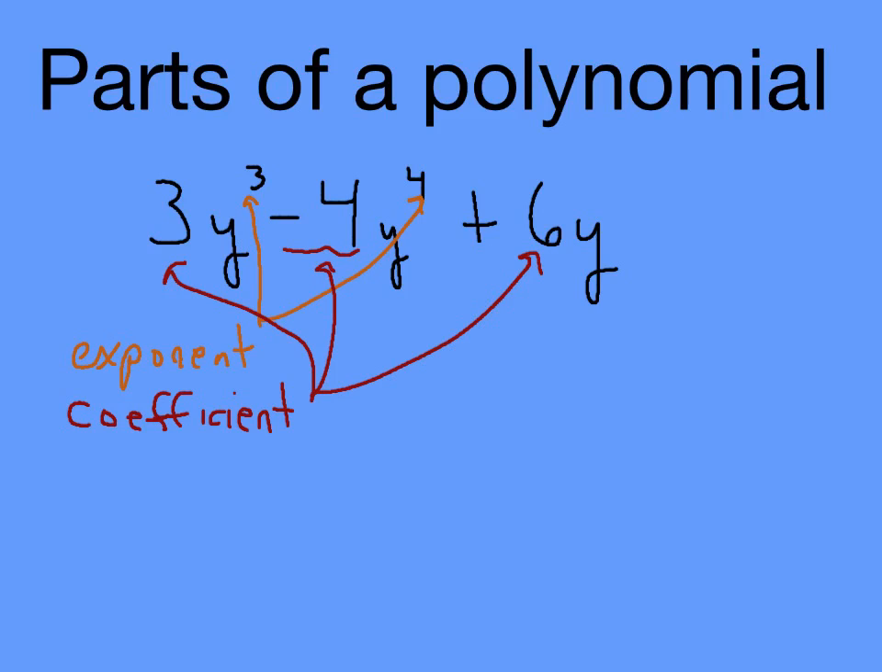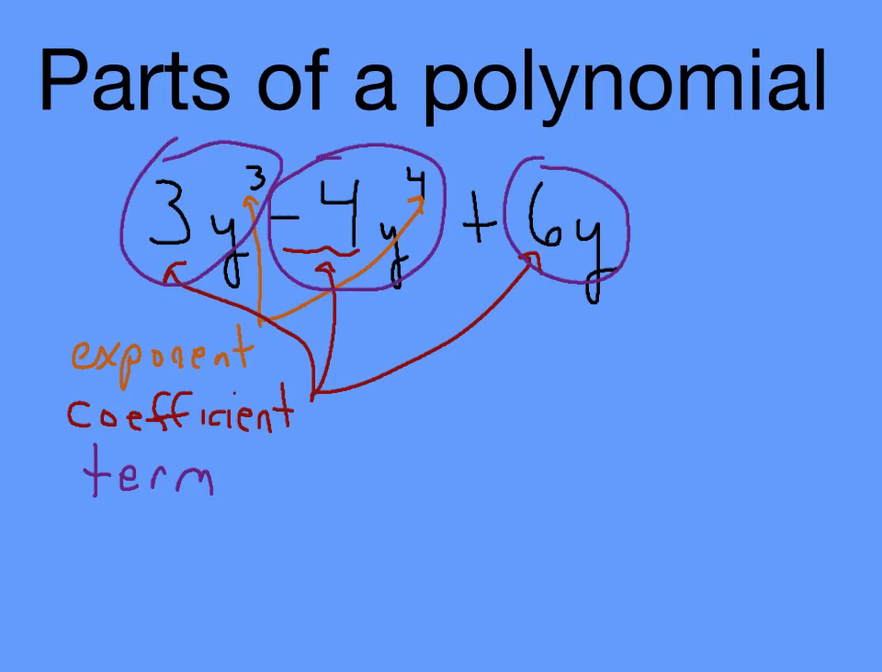The other pieces we have in here would be the idea of what's called a term. Each part of the polynomial is a term. So 6y is a term. -4y to the fourth is a term. 3y cubed is a term. So this is how the parts and the terms work.